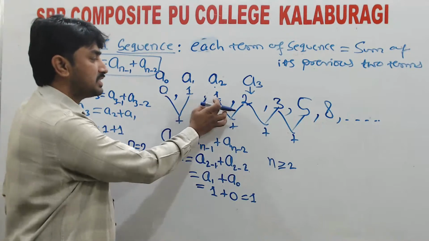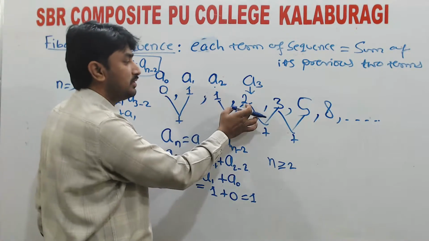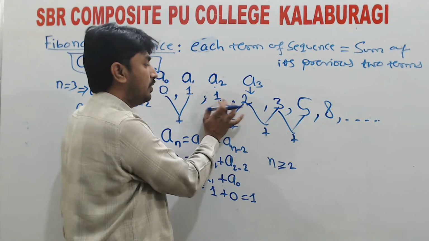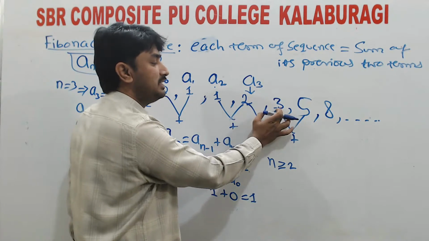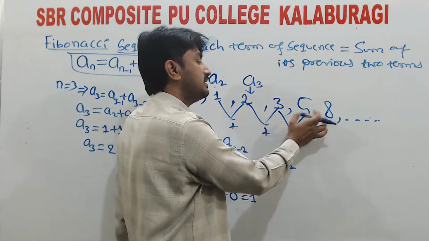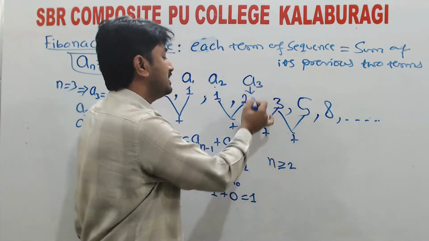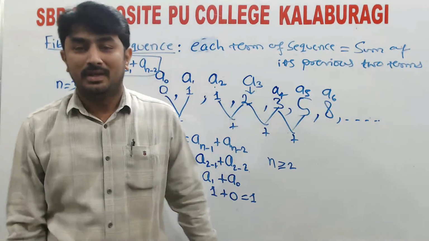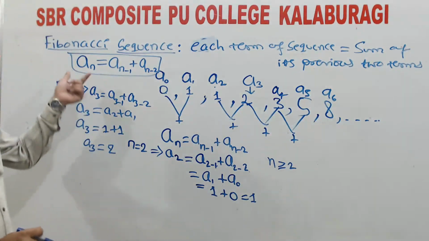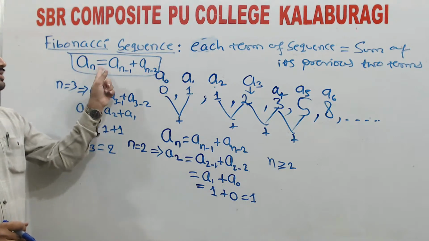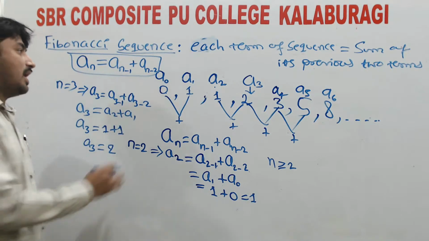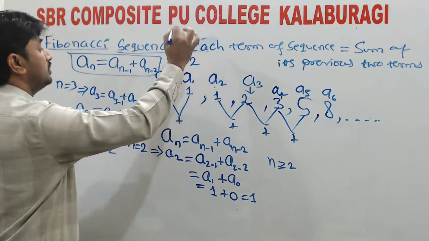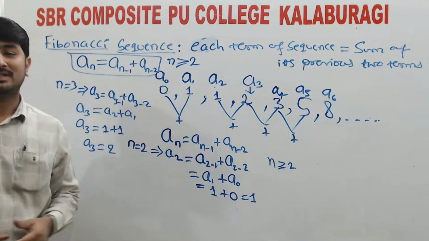And again, 1 plus 1 is equal to 2. It is equal to the third term value. And the fourth term value is the sum of its previous two terms. 1 plus 2 is equal to 3. And 2 plus 3 is equal to 5. And 3 plus 5 is equal to 8, and so on. It means it is the third term, it is the fourth term, it is the fifth term, and it is the sixth term, and so on up to the nth term value. And in general, we can write the Fibonacci sequence as an equal to an minus 1 plus an minus 2, always with n greater than or equal to 2. It satisfies the Fibonacci sequence condition.